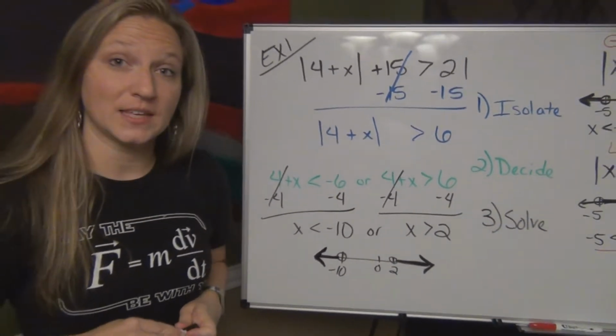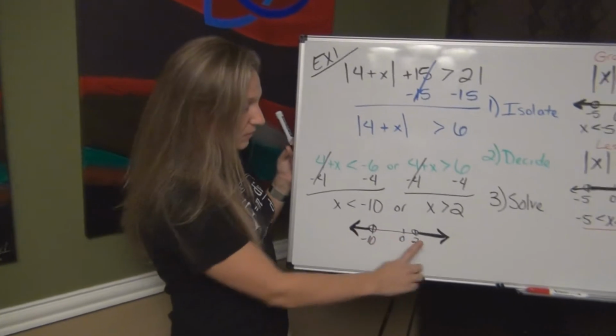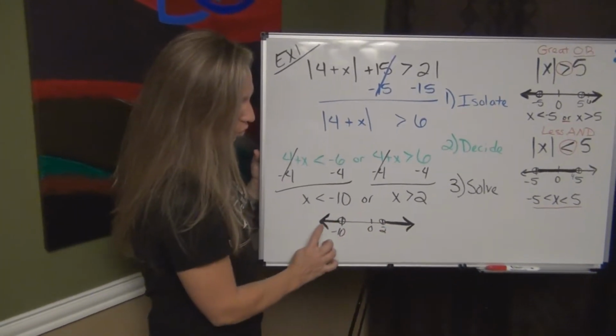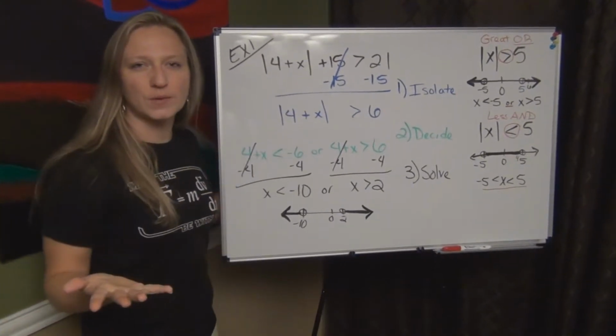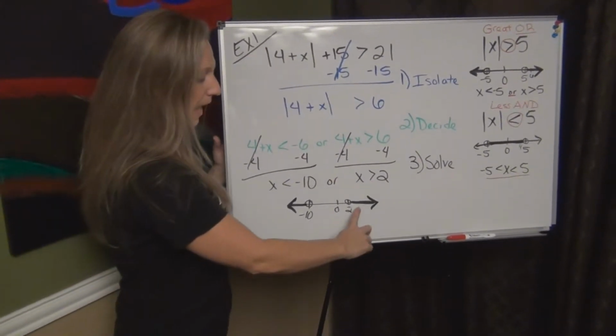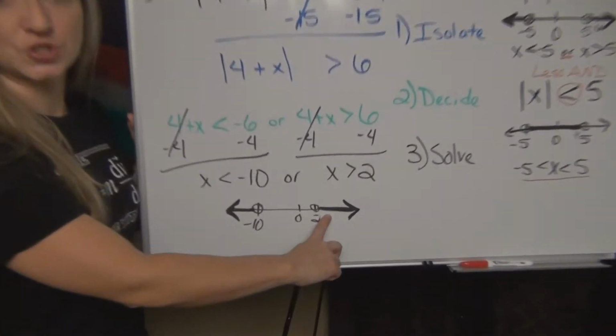So what this answer means is that I could choose any of these values greater than 2 or less than negative 10, and it should make my original statement true. Let's try one out just to prove it to ourselves. How about 3? 3 falls in our solution area.